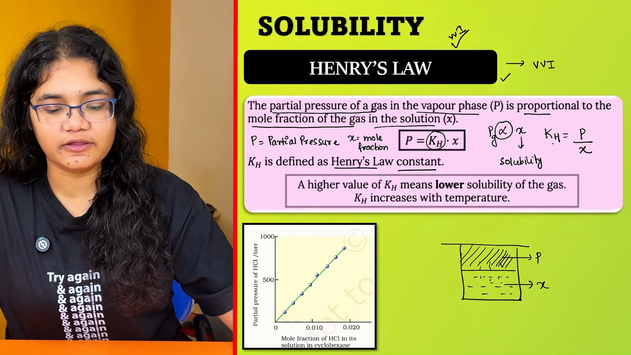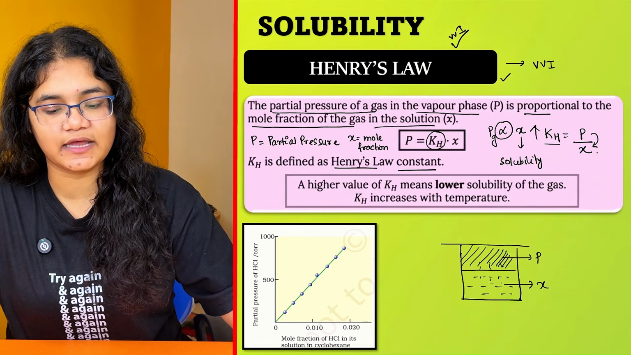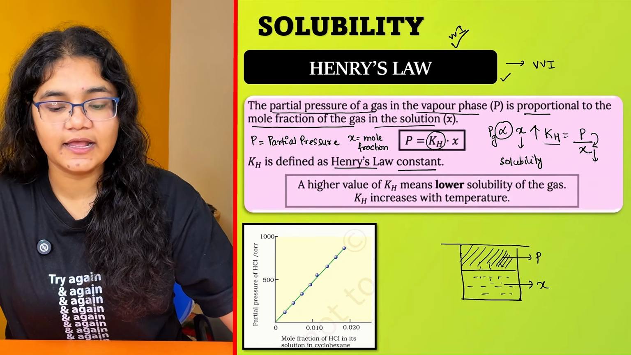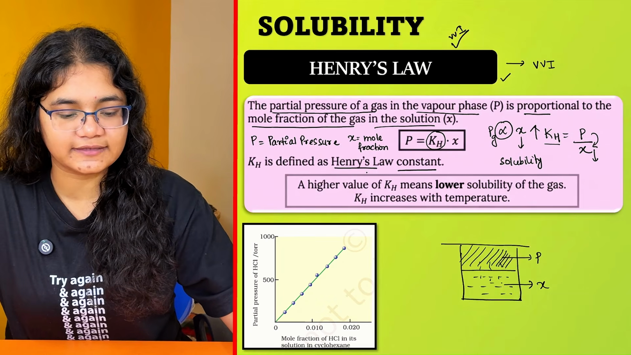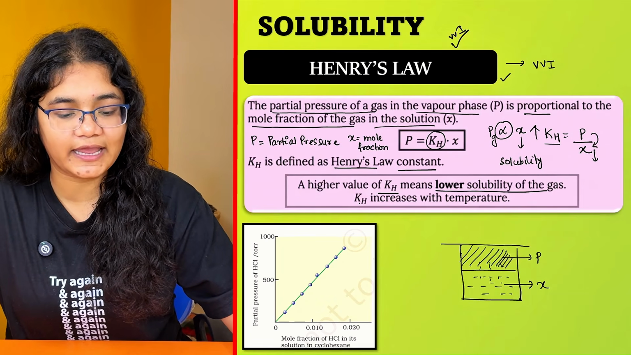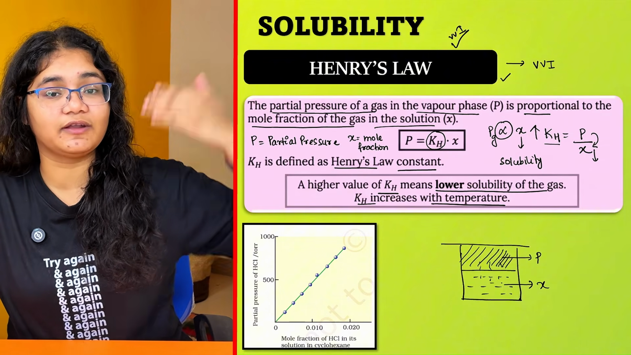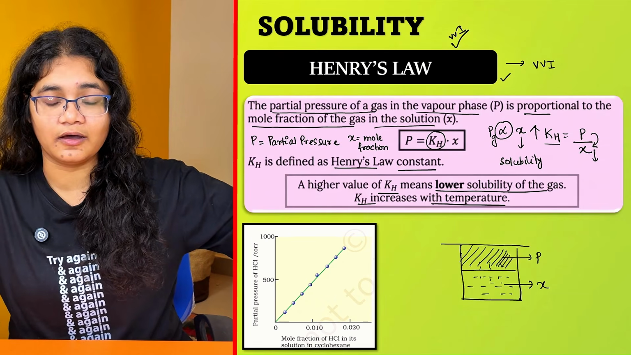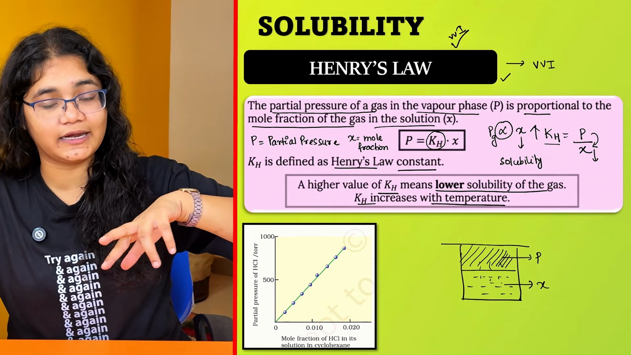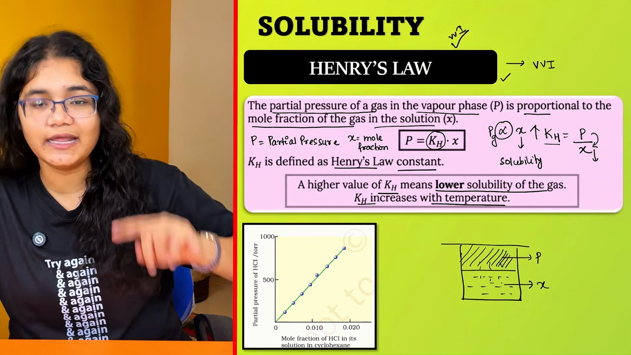Okay, so now if you see Kh is equal to P by X, so what do you understand? If Kh value is higher, X value will be lower, right? So that is the term here, a higher value of Kh means lower solubility of the gas, and Kh value increases with temperature. If you remember, just now we discussed that if temperature increases, solubility will decrease, right? That can also be connected here. When temperature increases, Kh increases, and if Kh increases, solubility decreases.